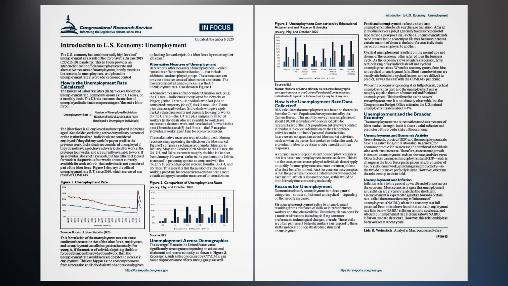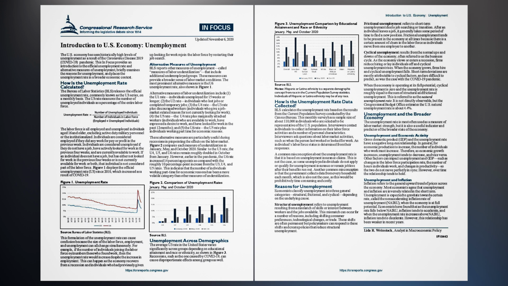3. The U4 rate, the U3 rate plus discouraged workers, individuals who give a job market-related reason for not currently looking for work. 4. The U5 rate, the U4 rate plus marginally attached workers, individuals who are available to work, have expressed a desire to work, and have looked for work in the past 12 months. And 5. The U6 rate, the U5 rate plus individuals working part-time for economic reasons. These alternative measures are particularly useful during recessions in pinpointing the effects on the labor market.